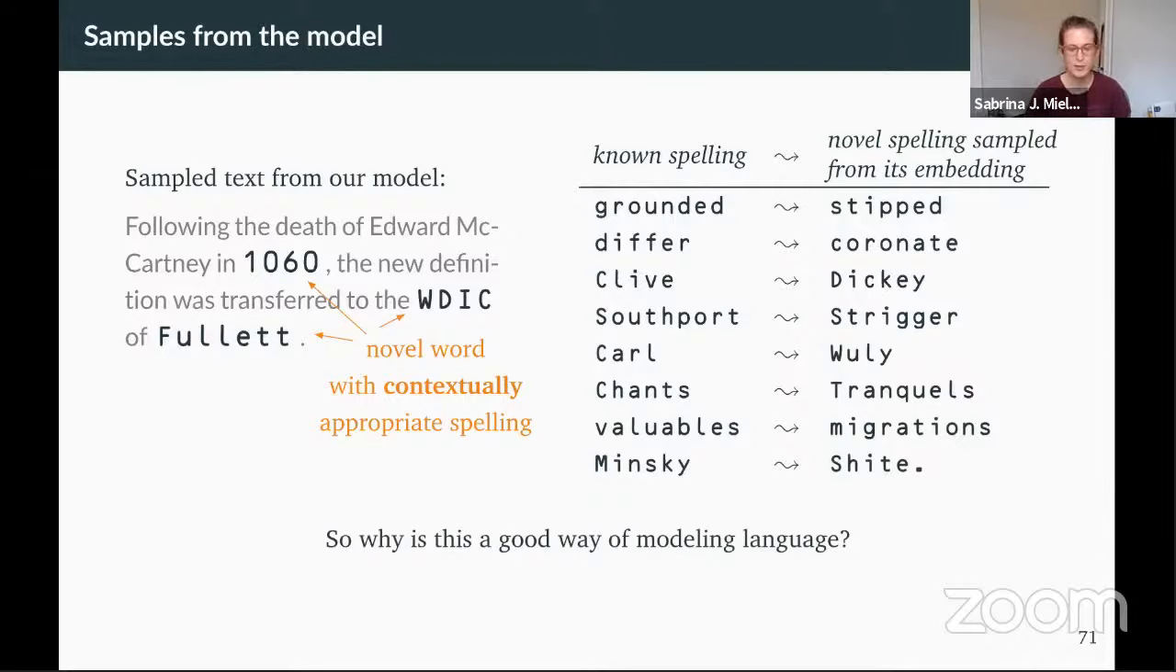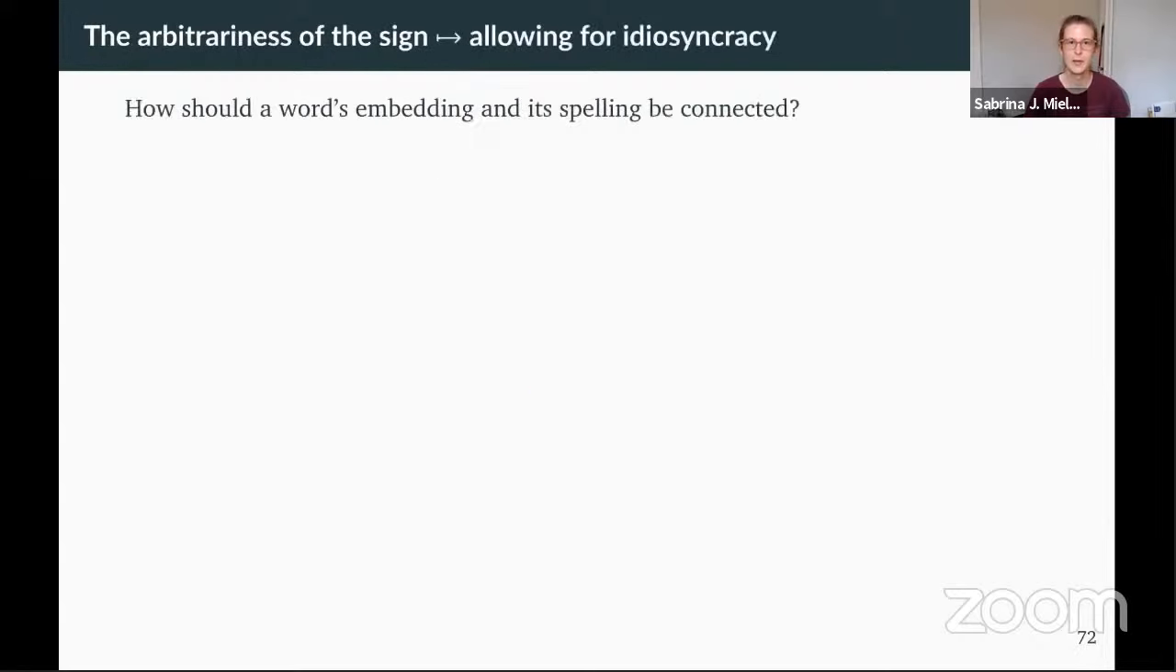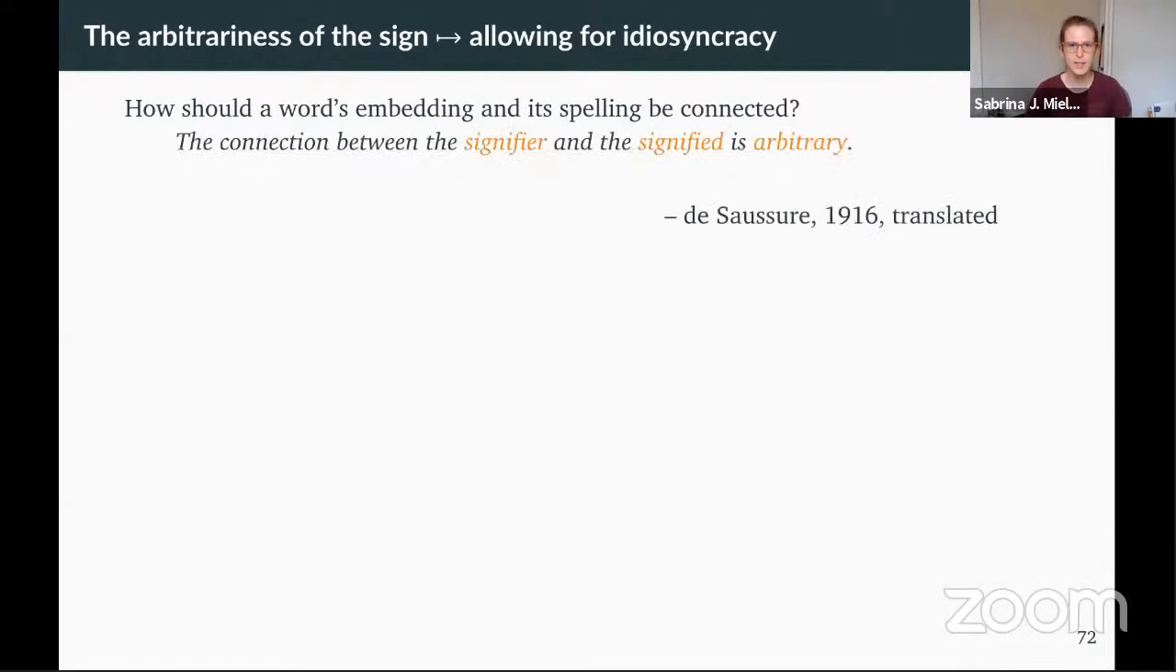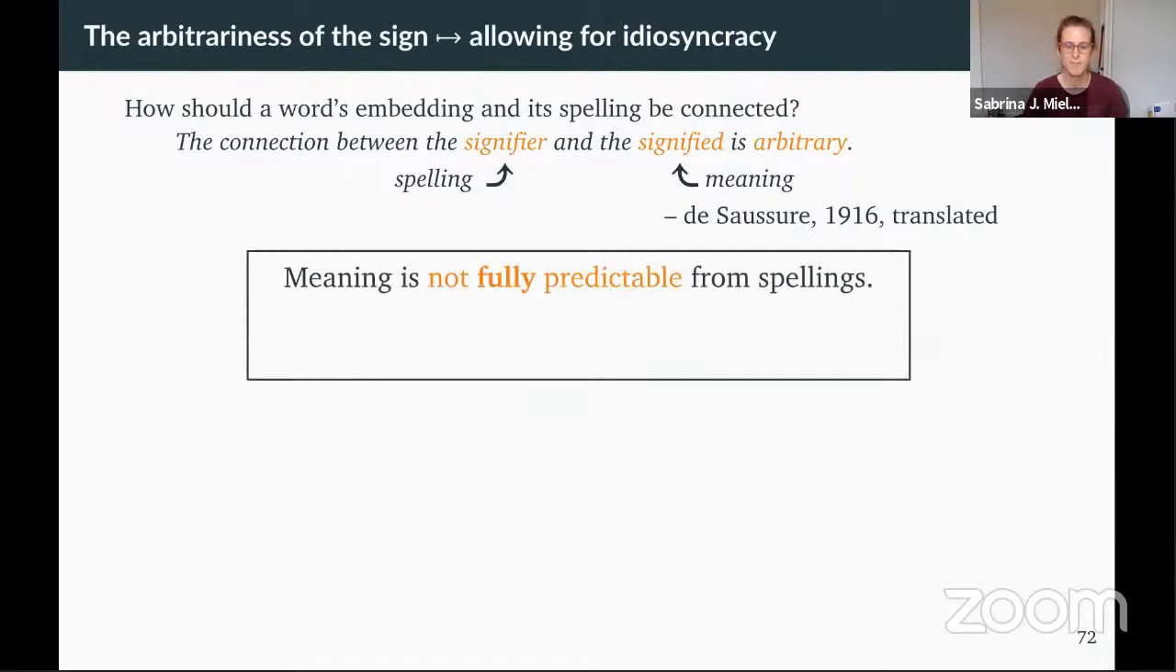Yeah, so why is this a good way of modeling language? Let's talk a little bit about the background of this. The question that we're asking here is, how should a word's embedding and its spelling be connected? If you do standard linguistics you learn in high school, it's like, oh, the sign is arbitrary. That is, the connection between spelling and meaning is kind of arbitrary. Now, this does not mean morphology doesn't exist. It really is more about the lemmata, right? There's no reason apple is called apple. And yes, onomatopoeia exists, but basically.